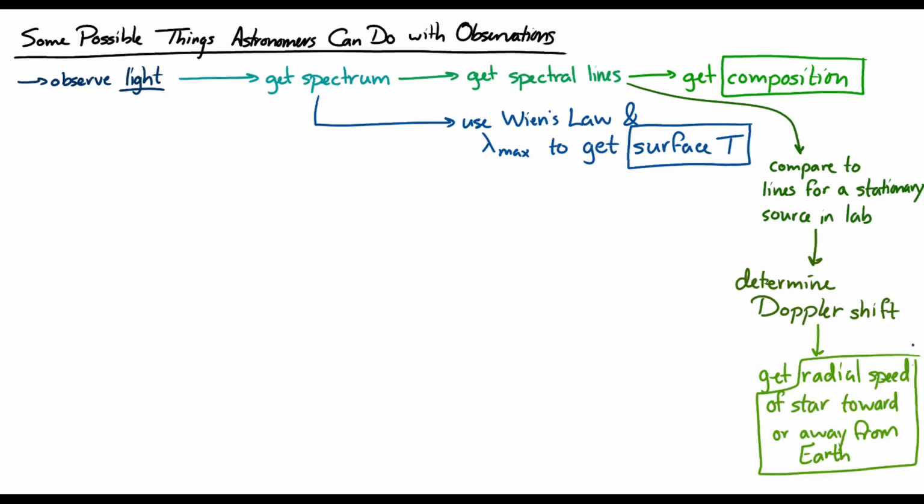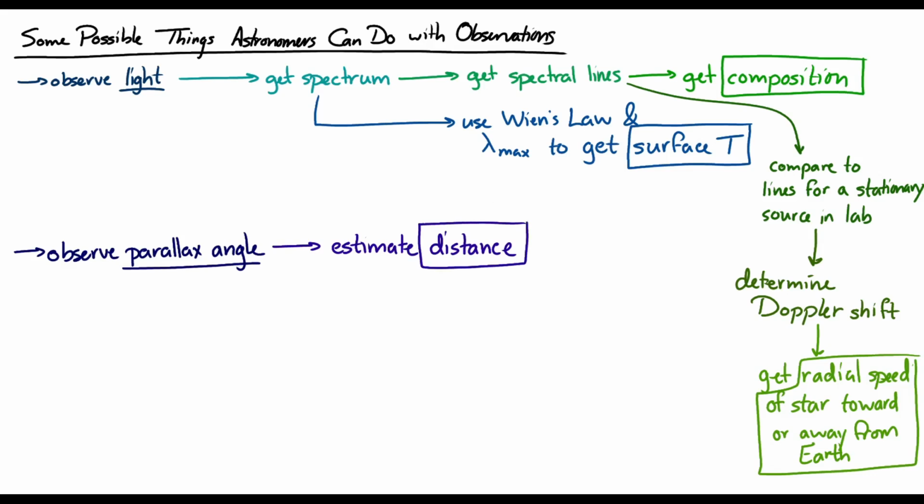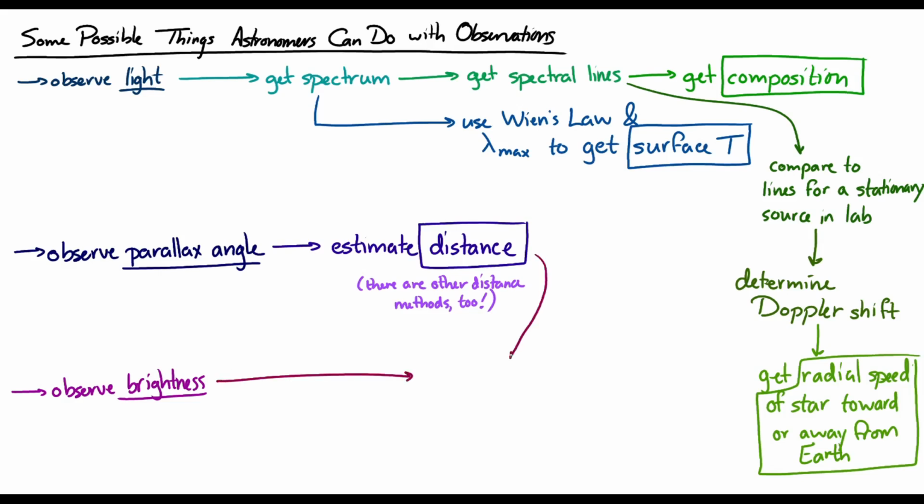Now, we just talked about parallax, so you could observe the parallax of a star, and if that's possible, you can estimate the distance to the star. There are other distance methods that astronomers use, and they're all very clever, but just know that the parallax method is one of those methods that they can use. And so astronomers can also observe the brightness of the star, and if you observe the brightness of the star and you observe the parallax angle of the star so you know the distance, well, if you know brightness and distance, you can get the luminosity of the star.